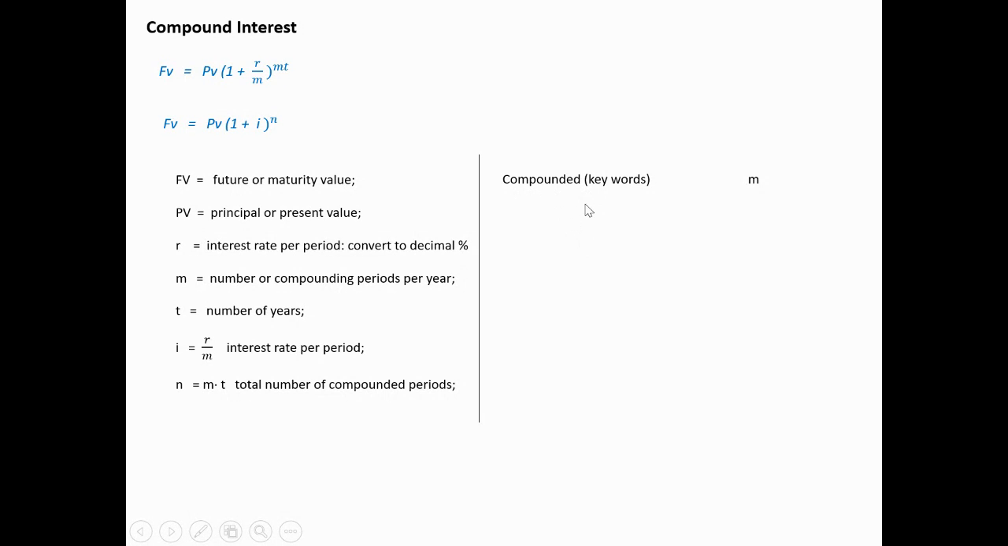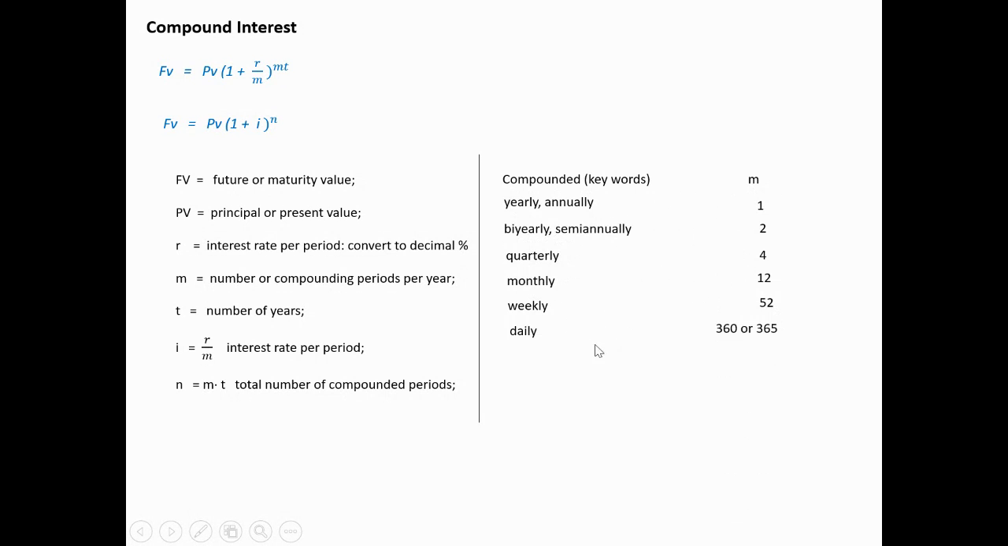If you see the word compounded yearly or annually, that means you're going to plug in 1 for the M. If you read the words semi-annually or bi-yearly, M is equal to 2. If it's quarterly, M is equal to 4. If it's monthly, M is equal to 12. If it's weekly, M is equal to 52 because there's 52 weeks in a year.